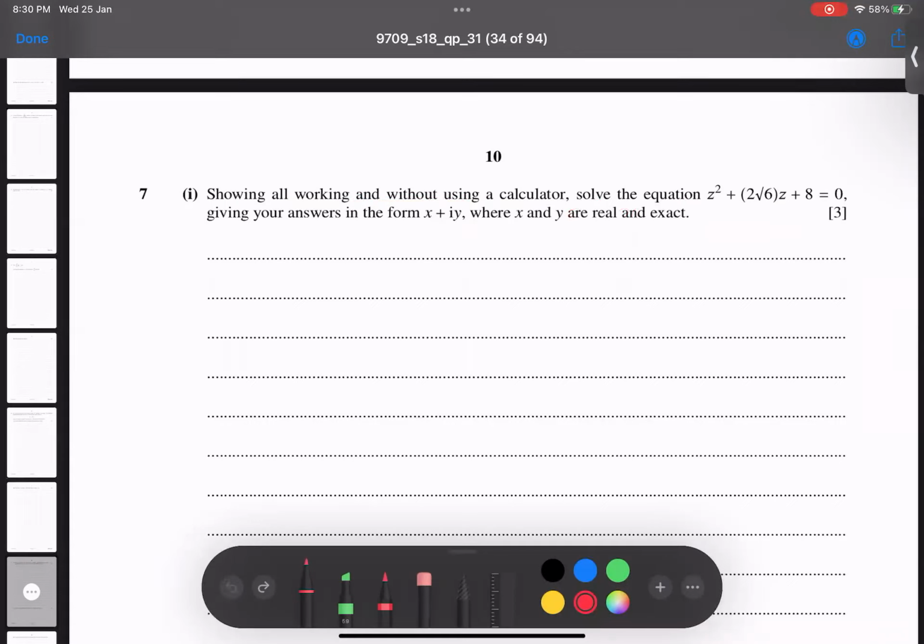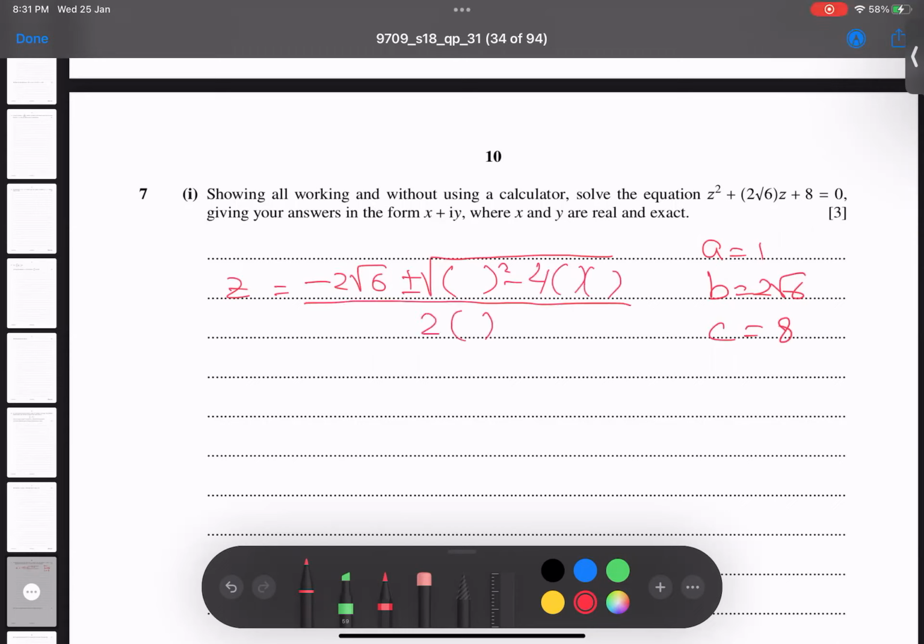First of all, you know very well the z squared coefficient is 1, so a is 1. The z coefficient is 2 root 6, so b is 2 root 6, and the constant is 8, so c is 8. Apply the quadratic formula: z equals negative b plus and minus the square root of b squared minus 4a times c, divided by 2a. Here b is 2 root 6, and here a, c is 8, and 2a. I believe up till here it is very clear.